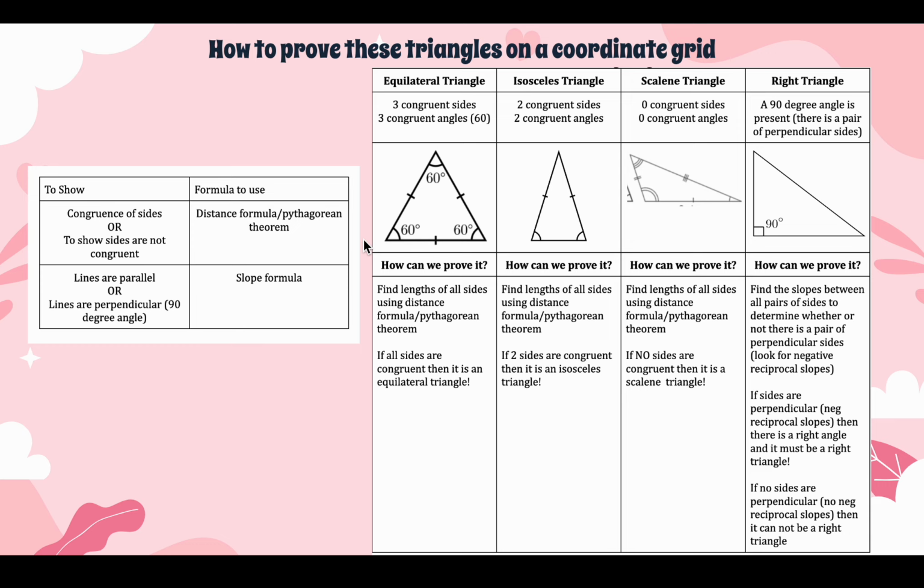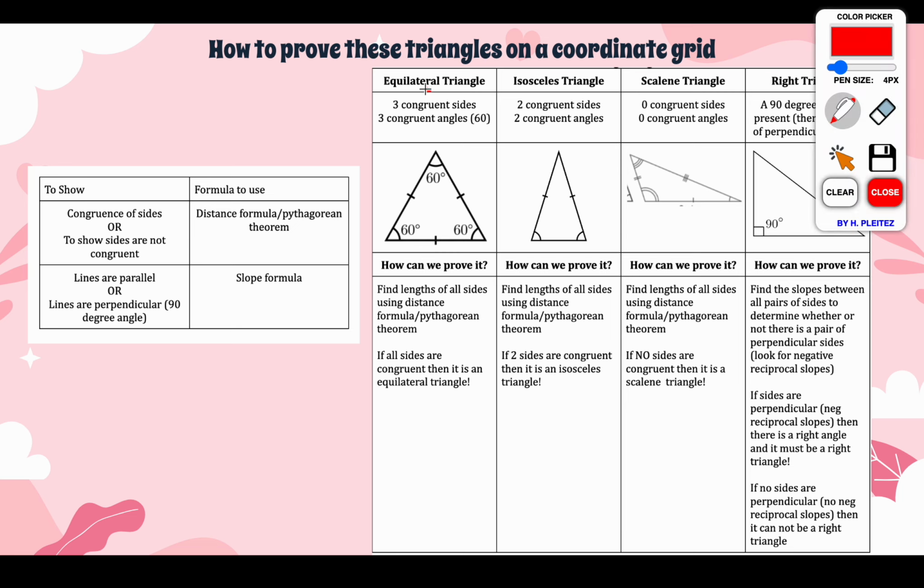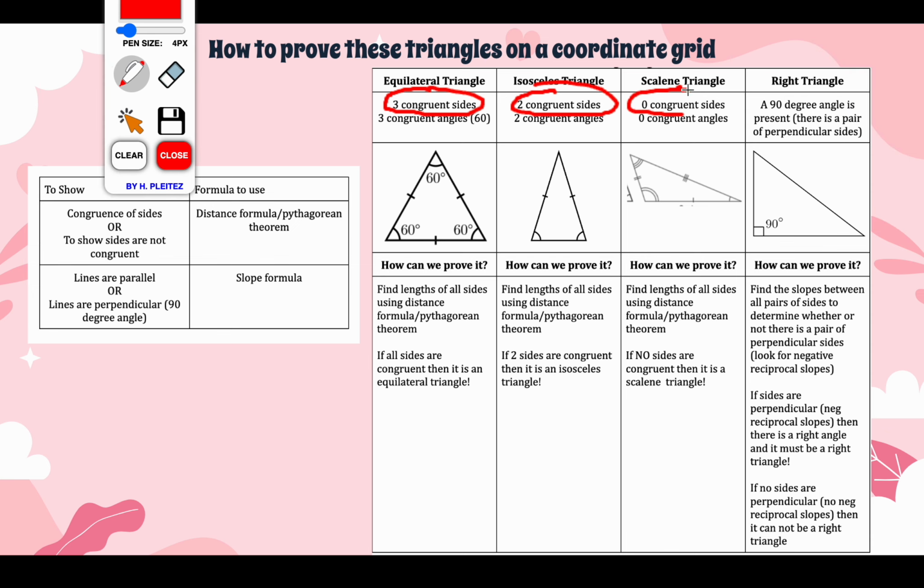So we're going to work on proving all of these different types of triangles. And how we're going to prove it is, if we want to prove something like equilateral, isosceles, or scalene, we're going to be focused on the number of congruent sides, or the lack of, depending on which triangle you're working with. If we want to show that it's an equilateral triangle, we're going to have to show that there are 3 congruent sides. If we want to show that it's isosceles, we're going to have to show that there are 2 congruent sides. And if it's scalene, we're going to have to show that there are no congruent sides, right?